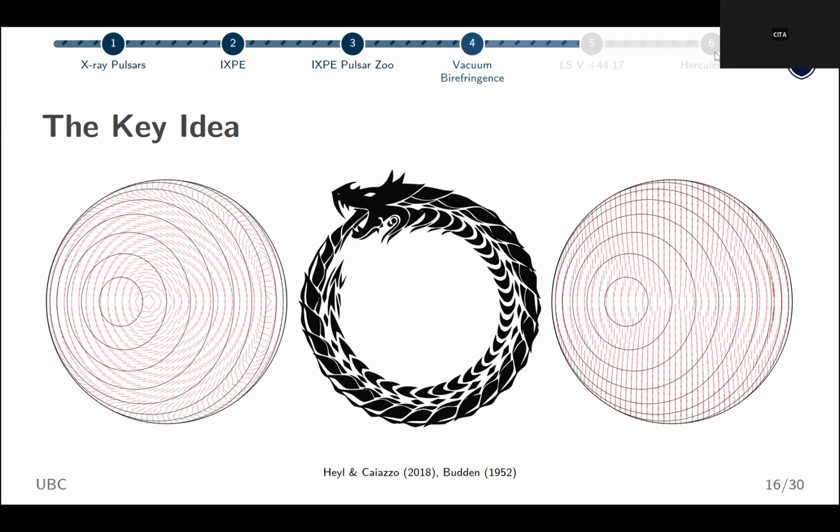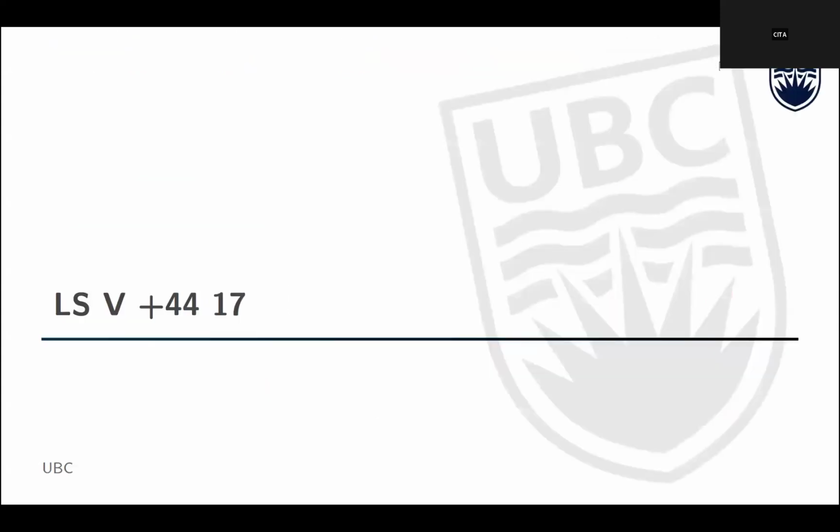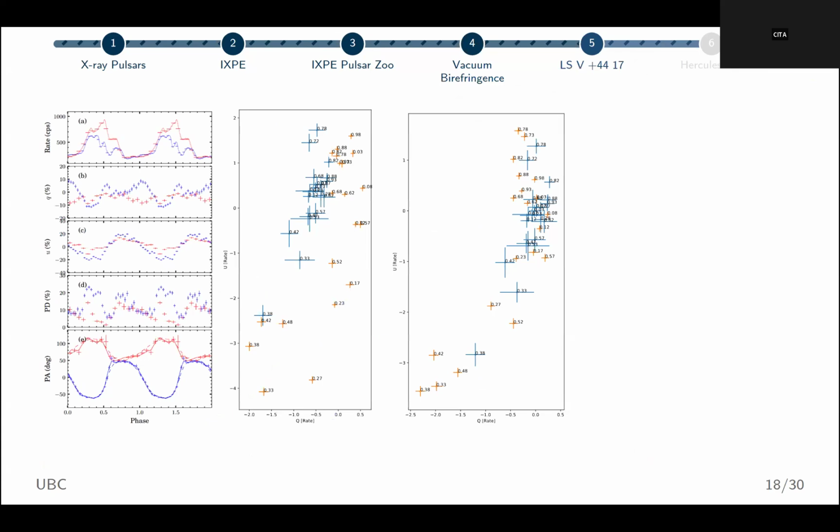So this model where the polarization just follows the projection of the magnetic field vector on the sky, not the field vector, but the dipole moment vector on the sky, is imaginatively called the rotating vector model. Because all it is is what a rotating vector looks like from your point of view. So I'm going to skip ahead to Hercules X1. I'm going to skip this guy.